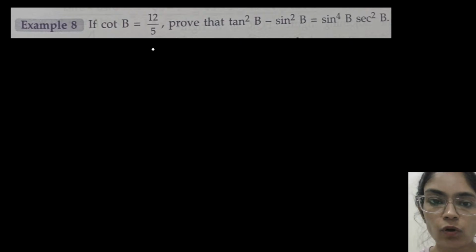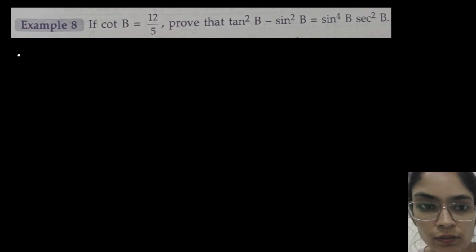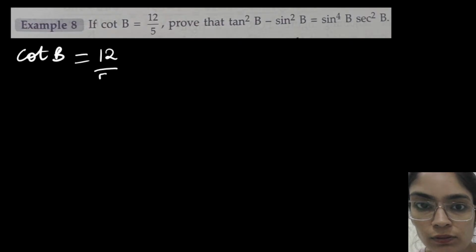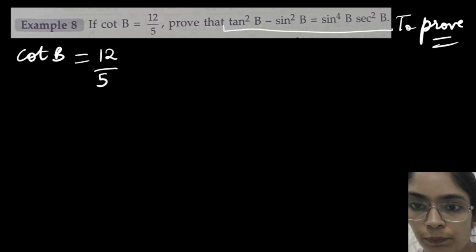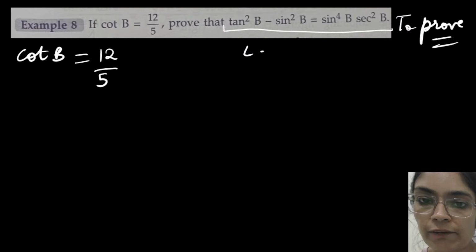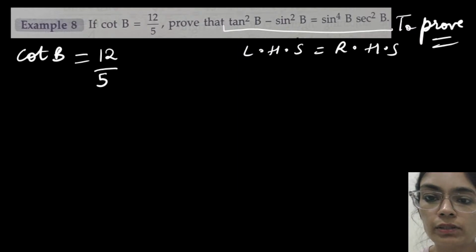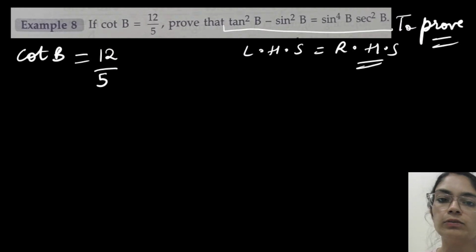So the question you can see: if cot B is equal to 12 by 5. So the given thing I am going to write: cot B is equal to 12 by 5. So we have to prove that tan square B minus sin square B is equal to sin to the power 4 B into secant square B. So this is what we have to prove. Normally in proof type of questions, we prove the left hand side of the equation is equal to the right hand side of the equation. So this is what we have to do in this question also.